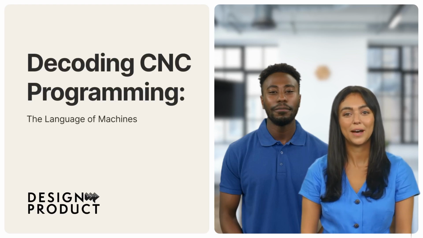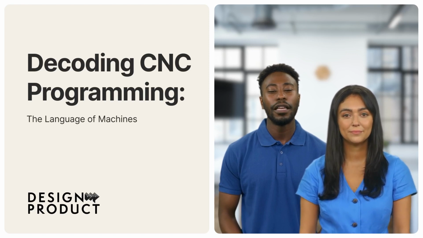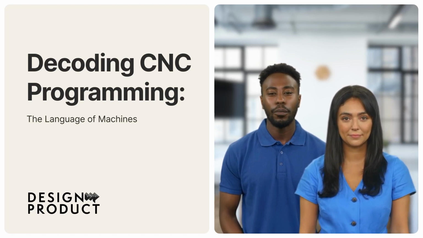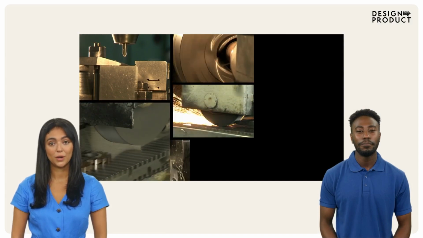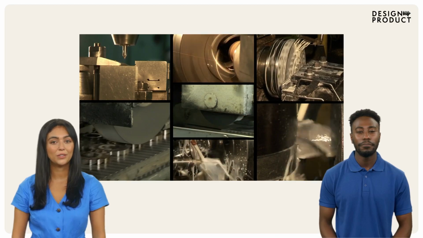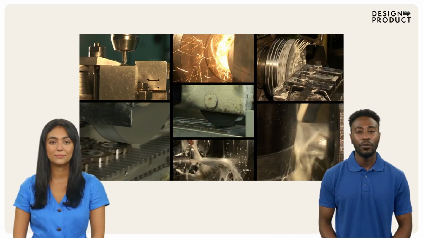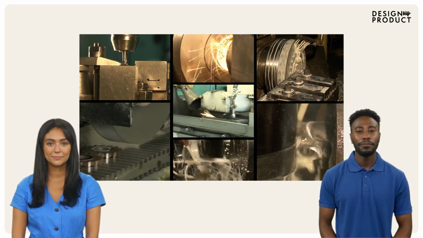Today, we're unraveling the basics of how machines understand our commands through G code and M code. Welcome to the world of CNC programming, the backbone of modern manufacturing. Here with us at Design to Product Limited. CNC, or Computer Numerical Control Programming, is the language used to tell machines how to move, shape, and create parts with unparalleled precision. At its core are two main types of codes: G code and M code.